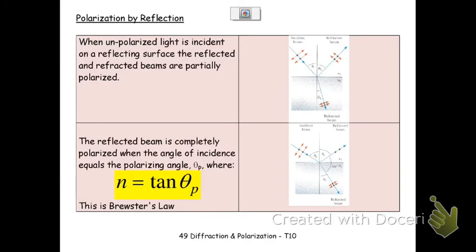And then people found that there's a thing in nature whereby sunlight, when it comes down and is reflected, now we have the reflected ray, and we have the refracted ray. It turns out that if I come in, look at these angles of incidence and angles of reflection. So angle of incidence, angle of reflection. And what we find is when unpolarized light is incident on a reflecting surface, the reflected and refracted beams are partially polarized.